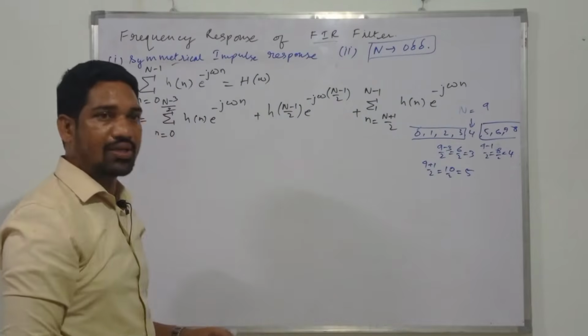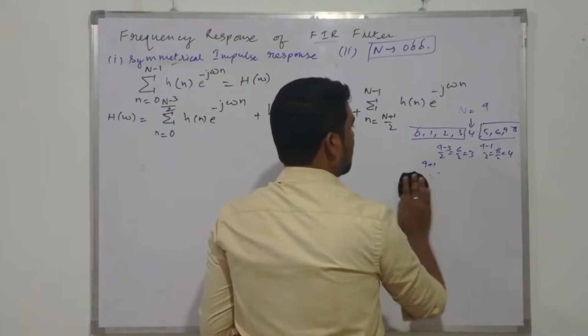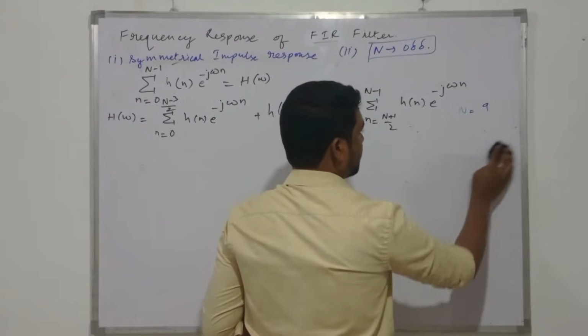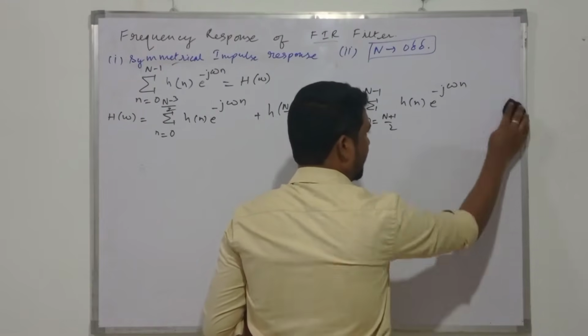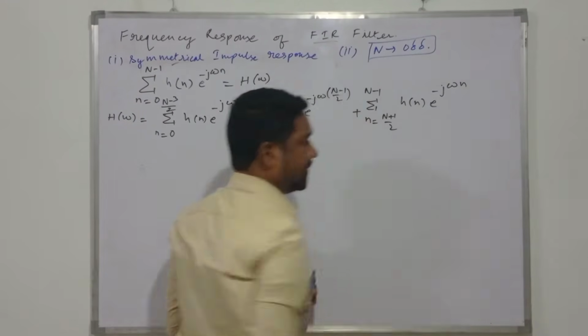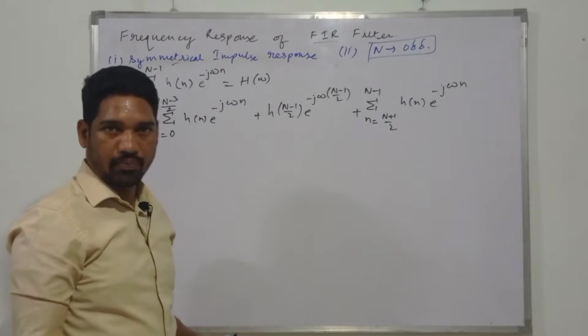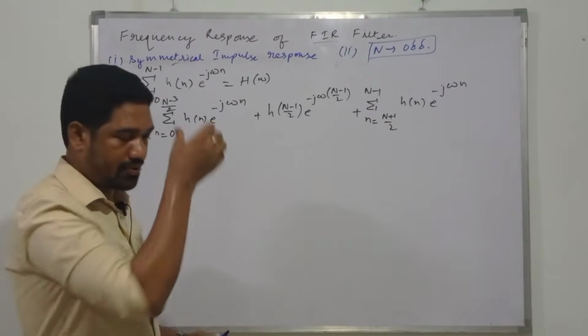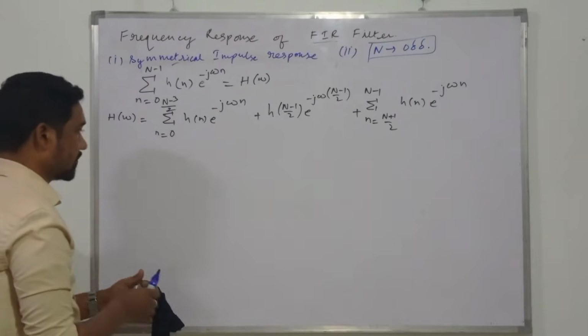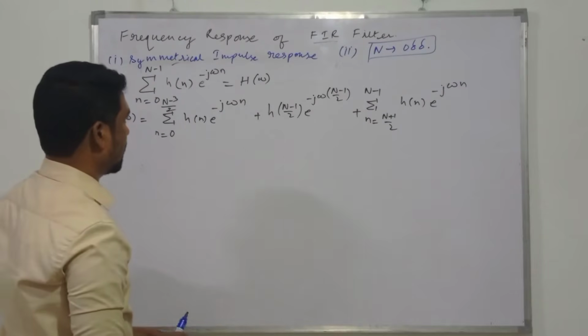So guys, check for some other odd number. This is the general form. Check it for N equal to 7 or N equal to 11, and drop a comment if it's wrong. No, it's right. Okay, this is how we split the summation for N odd.